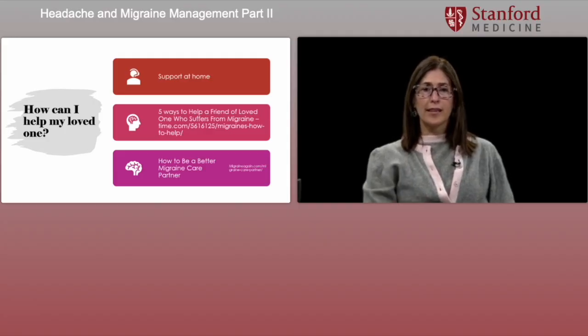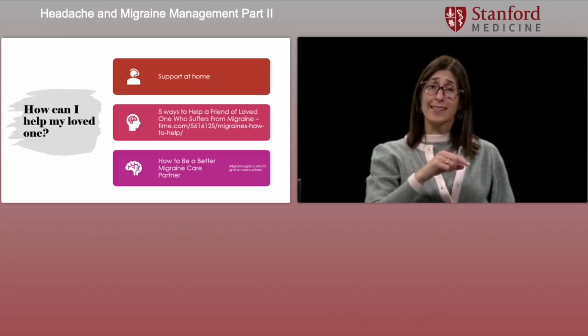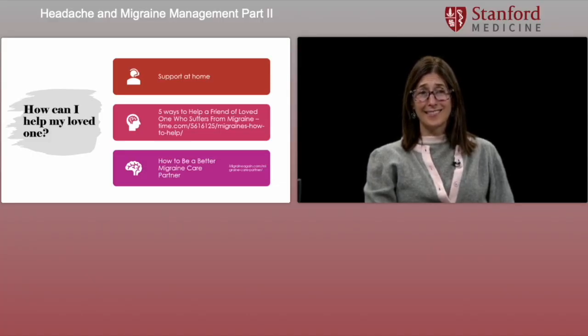And oftentimes people ask me, how can I support my loved one? It's hard to have a loved one with migraine. They do need a lot of support at home. There's a link here to an article, 5 Ways to Help a Friend or a Loved One Who Suffers from Migraine. Those websites also have some information about how you can help your loved ones. And I think that it's also important to remember that just with any caregiving role, you need to also make time for yourself and make time for your needs so that you can be a better support system at home.